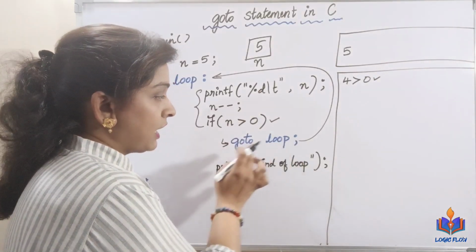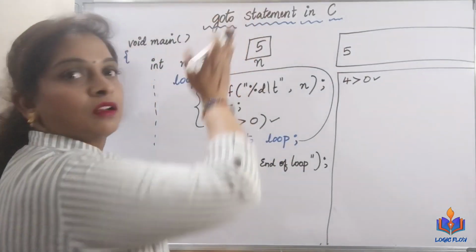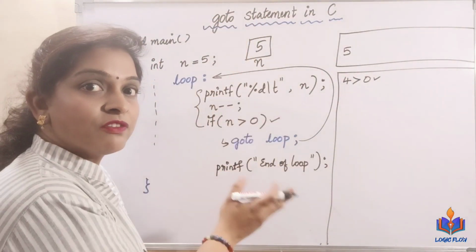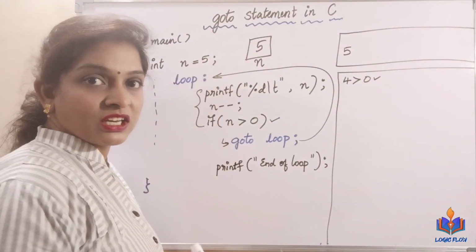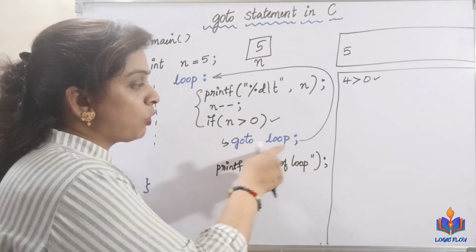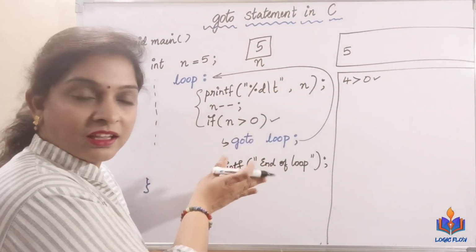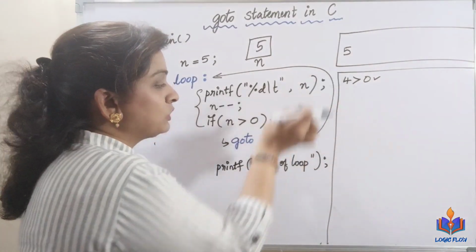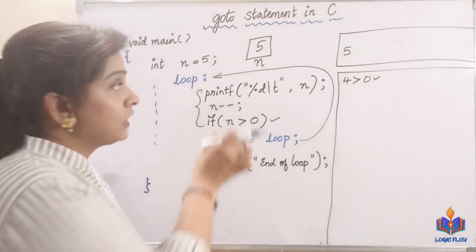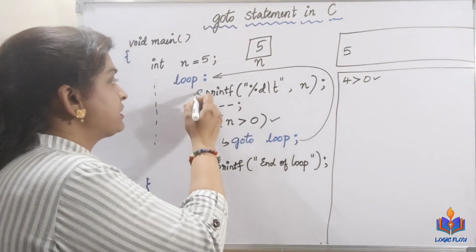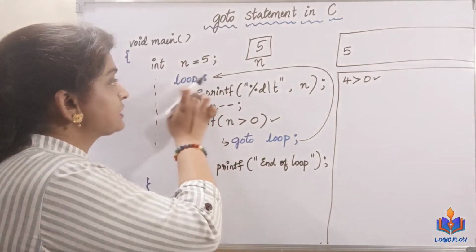Semicolon is there. As soon as the compiler encounters the statement go to loop, it will go backward wherever the label is defined. So here I have defined it at the initial line itself. According to the statement go to loop, it has to go backward and repeat the statements again. So go to loop means it will go to that label. Here I have the label and a colon I have to use.